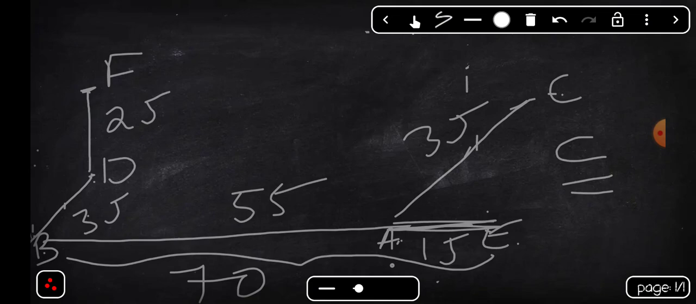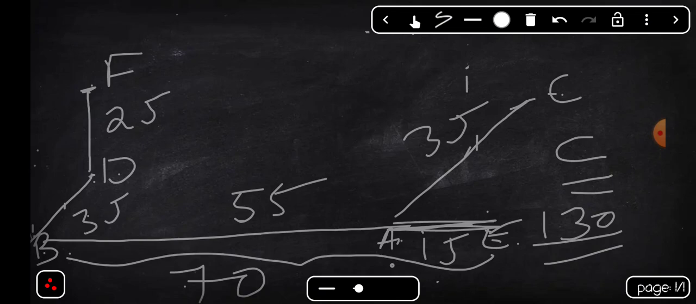Question number 2: If a jeep moves from E to F via A, B and D, how much distance will it have to cover? From E to F via A, B and D: 15 plus 55, in total 70, plus 35 is 105, plus 25 is 130 kilometers. Question number 2 is 130 kilometers.